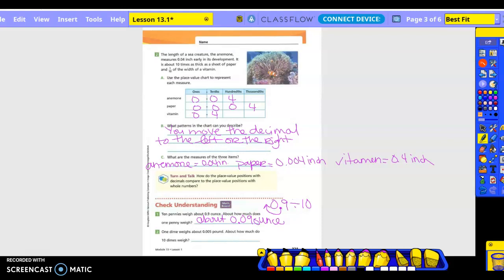1 dime weighs about 5,000ths of a pound. How much do 10 dimes weigh? So we have our 5,000ths of a pound. Then am I dividing by 10 or multiplying by 10? Multiplying by 10. And we know when you multiply by 10, we move the decimal one place to the right. So my answer is 500ths of a pound. And we need to write the word about, right? Okay.